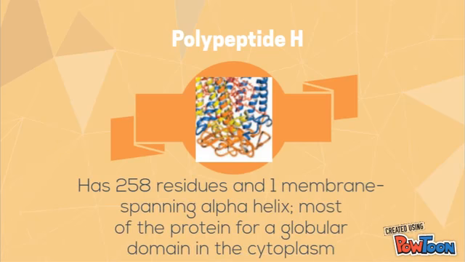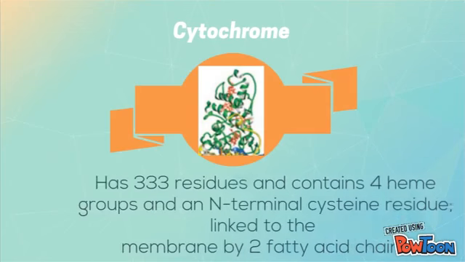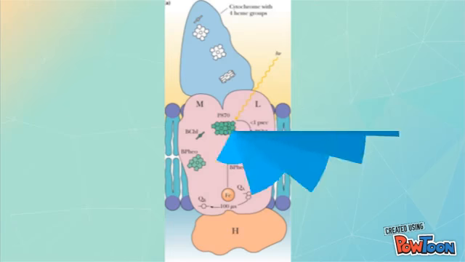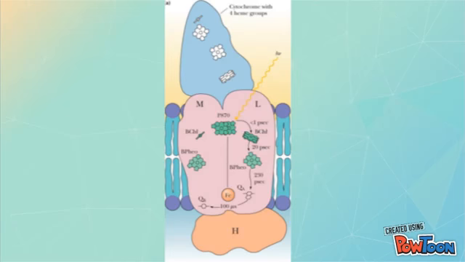Next is H, shown in orange. It has 258 residues, 1 membrane-spanning alpha helix, and most of the protein actually forms a globular domain in the cytoplasm. Next is cytochrome. It has 333 residues, 4 heme groups, an N-terminal cysteine residue, and is linked to the membrane by 2 fatty acid chains. This figure shows all 4 subunits together.